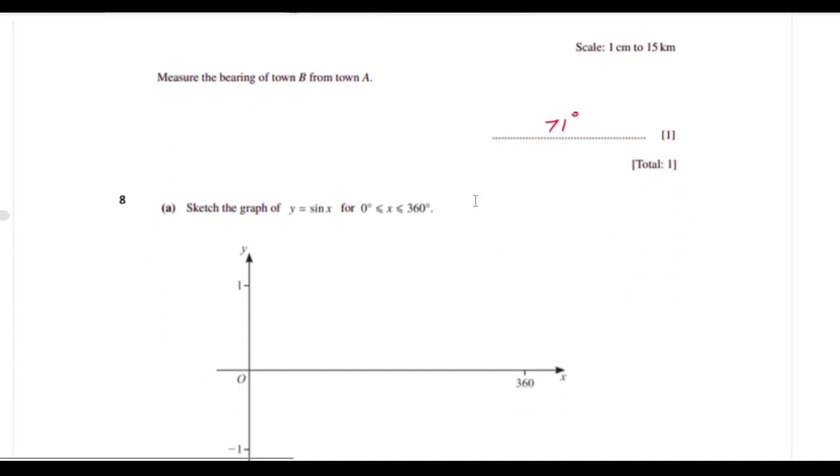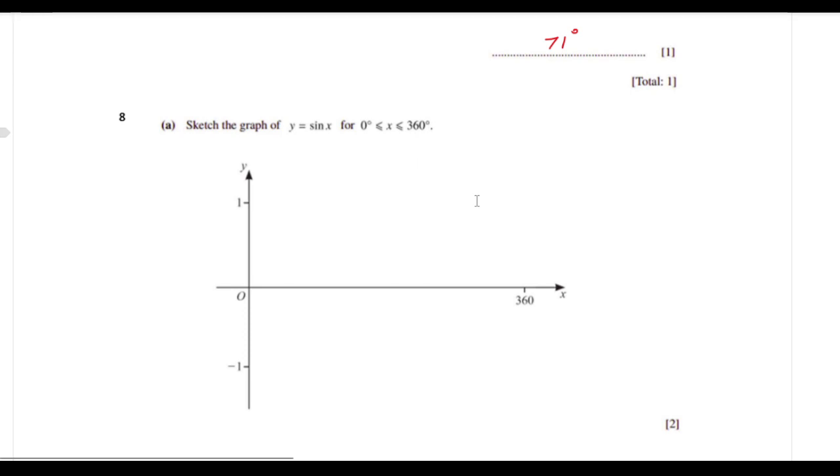Okay, now sketch the graph of y equals sine x between 0 to 360. So we know that the sine graph is something like this. Now 360 they have already mentioned. So first I will divide it into equal parts. So here it is going to be 180, here it is going to be 90, and here it is going to be 270.